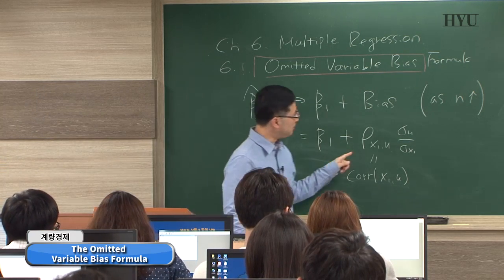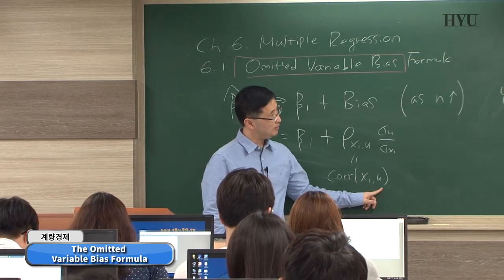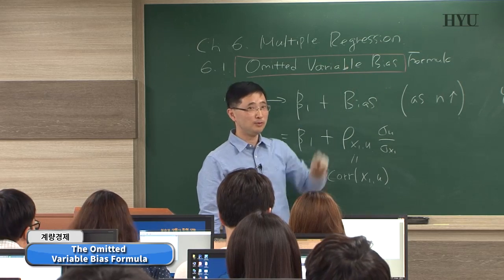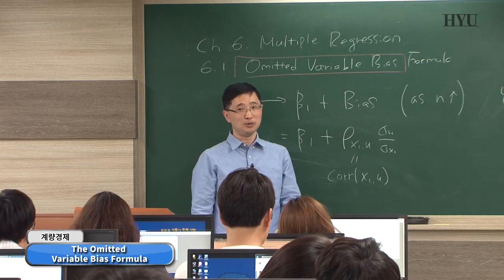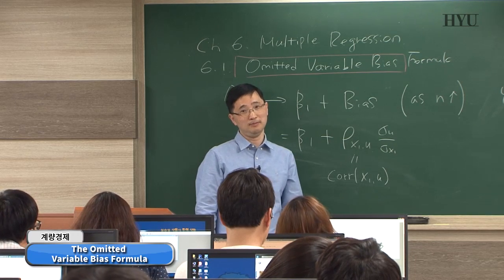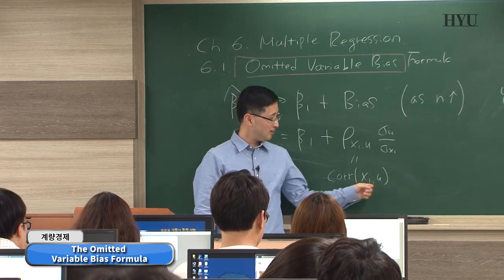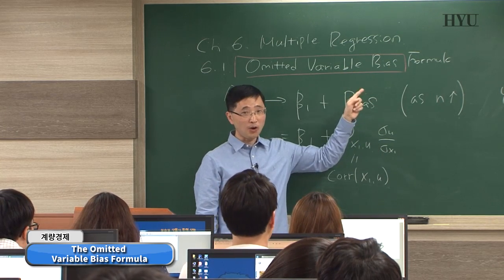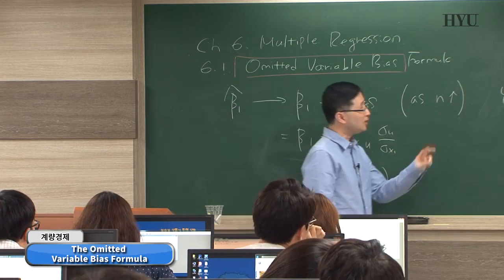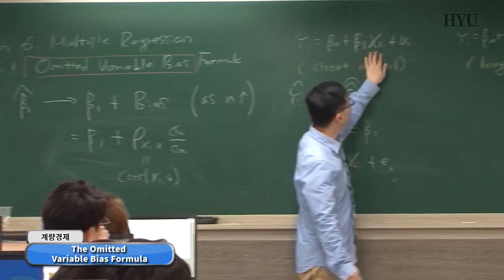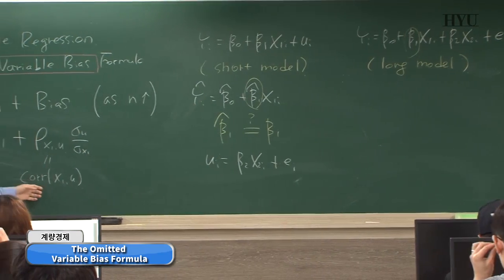Now, let me explain this. What is this? That's the correlation between x1 and u in the model you actually used. So what is x1? x1 is the independent variable you used. So let's just call it the included variable. It is included in your regression. What is u? u is the error of the regression you actually used. Okay? So we are talking about the correlation between this and this. So don't be confused, okay? So that's the correlation part.